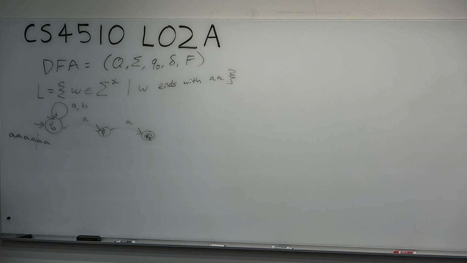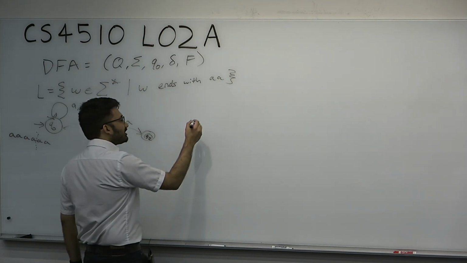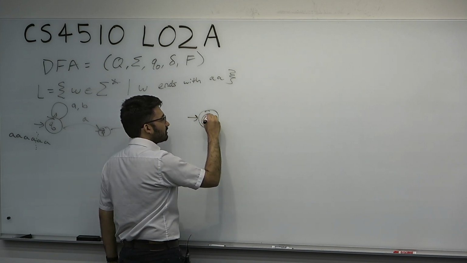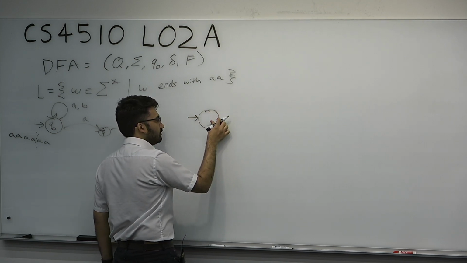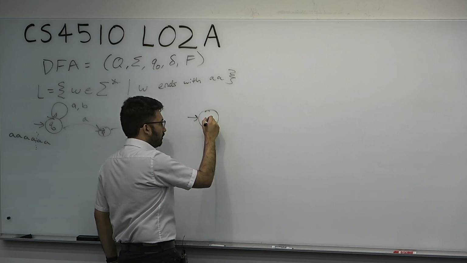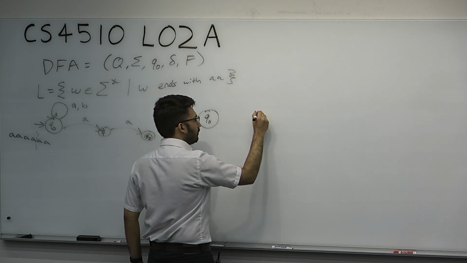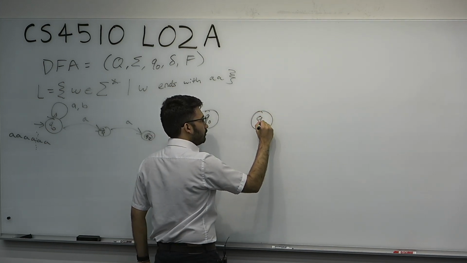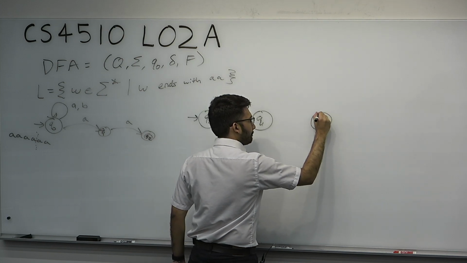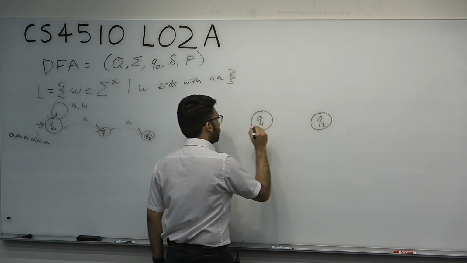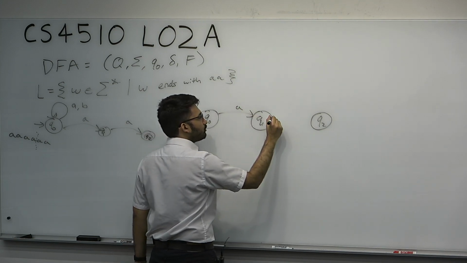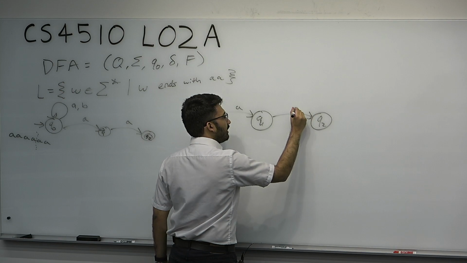Seems a little intuitive. Now, let's do the DFA for this one just to show how different and complicated it is. Q0, Q1, Q2. So I do want to have an AA, and I want to reach the accept state when I see an AA.